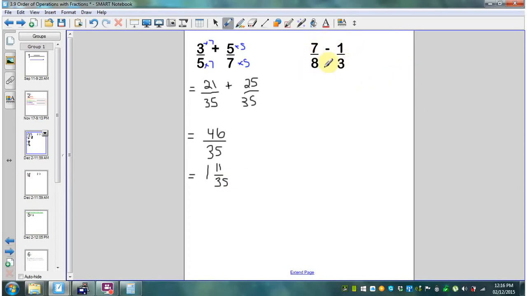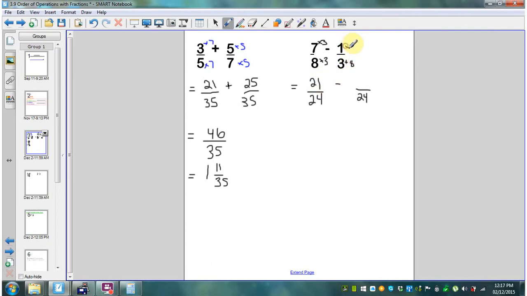Okay, so this one right here, subtraction. We need a common denominator between 8 and 3. Common denominator is 24. If you guys are having trouble finding common denominators, let me know and we'll go over it in more detail. And we bring down our subtraction sign. So 8 times 3 gives me 24, so I got to multiply my top by 3 as well. So 7 times 3 is 21. And 3 times 8 is 24.